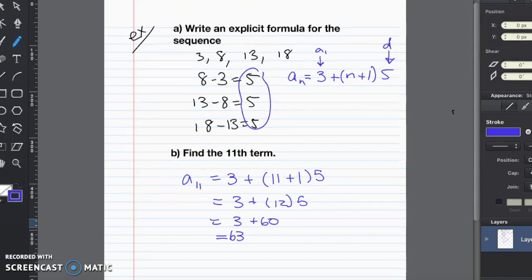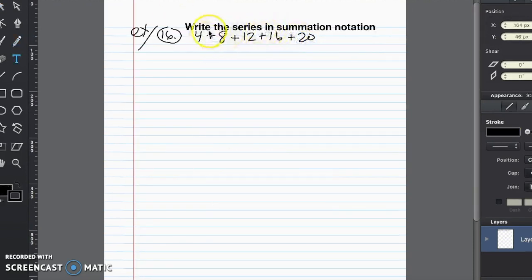Let's take a look at another example. So in this case, I want to write the series in summation notation. So I have a fixed series here, or a finite series, right? I'm not going infinitely long, and I want to turn it into summation notation. Not a problem, right? So first thing I have to look for is a pattern, right? In between these two things, I have to add 4. So add 4 and check again.